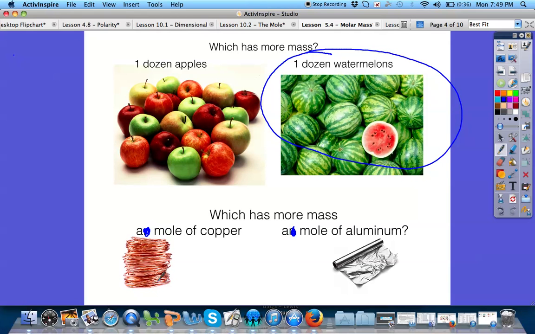Well, if we look at the average atomic mass on the periodic table, copper is 63.55 and aluminum is 26.98. So if I have a mole of it, if I have 6.02 times 10 to the 23rd atoms, I'm going to say that this is going to be more mass because of the average atomic masses.